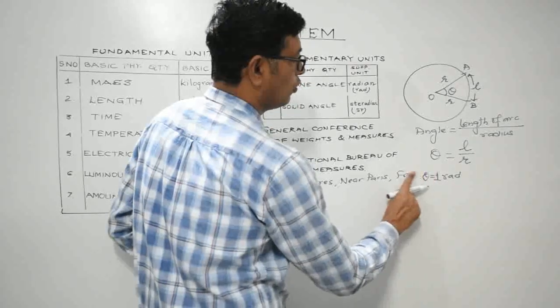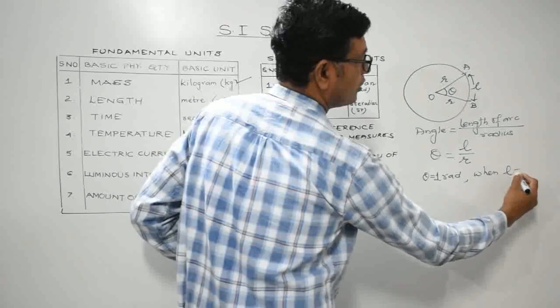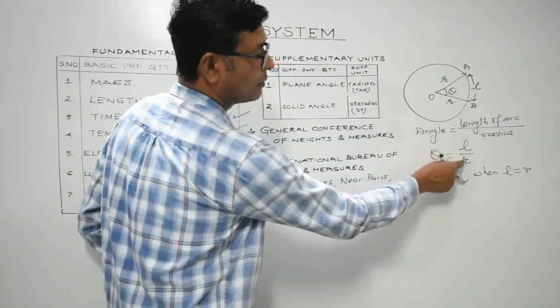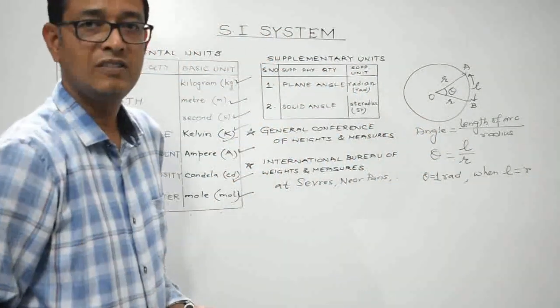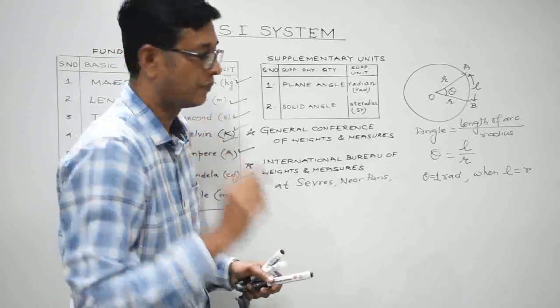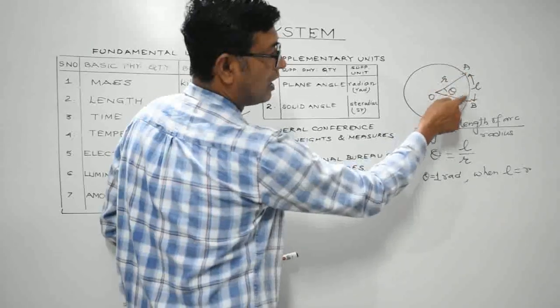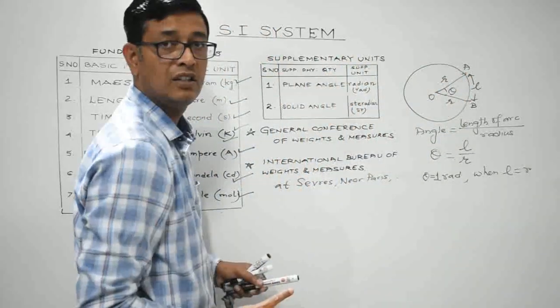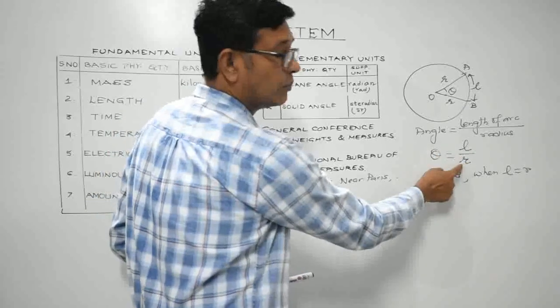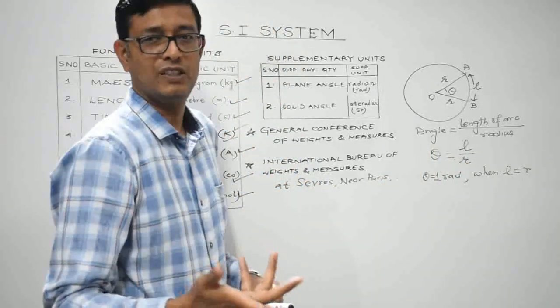Theta would be equal to 1 radian when L is equal to R. Simple. When these two become equal, then theta would become unity. So this is how 1 radian can be defined. 1 radian is the angle subtended by an arc of a circle at its center when the length of the arc becomes equal to the radius of the circle. Very simple definition, right?